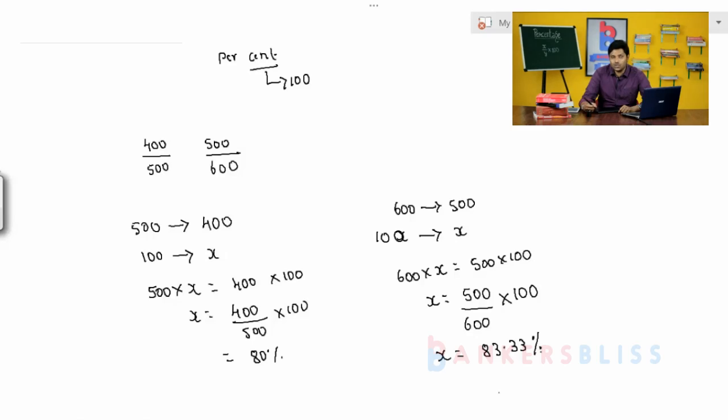Now between these two, it is very simple to identify whether 80% is more or 83.33% is more. Here 83.33% is more, which means the fraction 500 by 600 is greater. See, after converting to 100, that is percentage, it is very easy for us to identify which is the greater one.